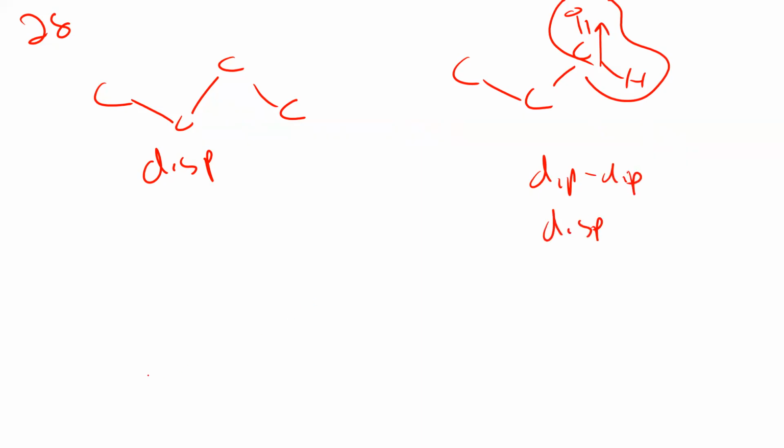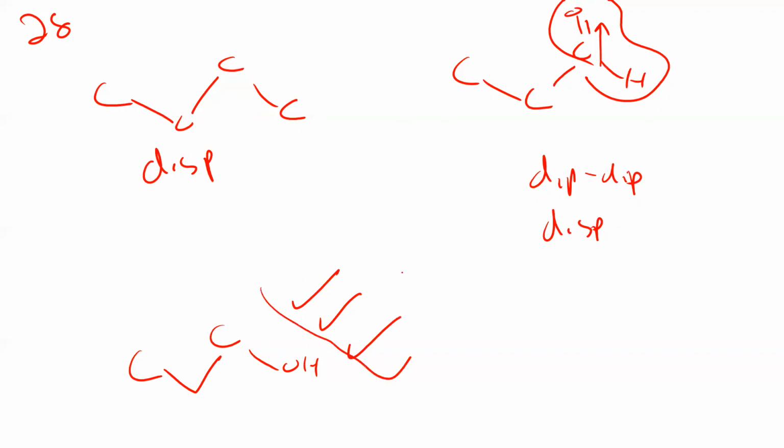And here you have methylpropanol. And this one will have everything. So checkbox for everything. It has hydrogen bonding, has a dipole, it has dispersion. So you have 3 check marks.